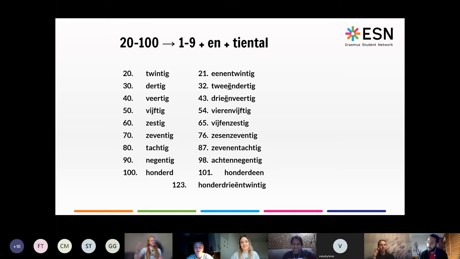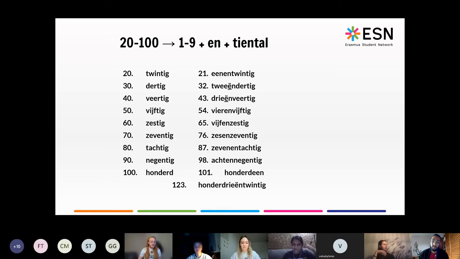So it is eenentwintig, tweeëndertig, drieënveertig, vierenvijftig, vijfenzestig, zesenzeventig, zevenenzeventig, achtennegentig, and then from 100 onwards, we start doing things normal again. So it is not one and hundred, but honderd een. But then if we go down again, then we have 123, we say honderd drieëntwintig.